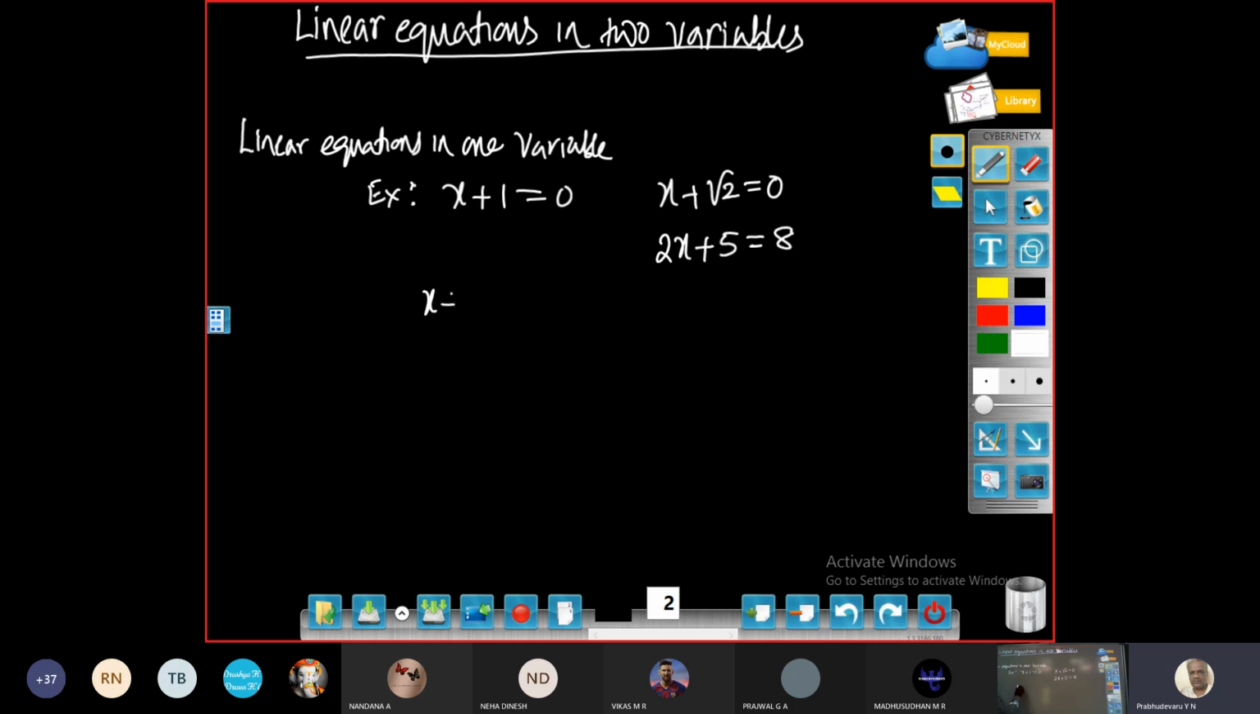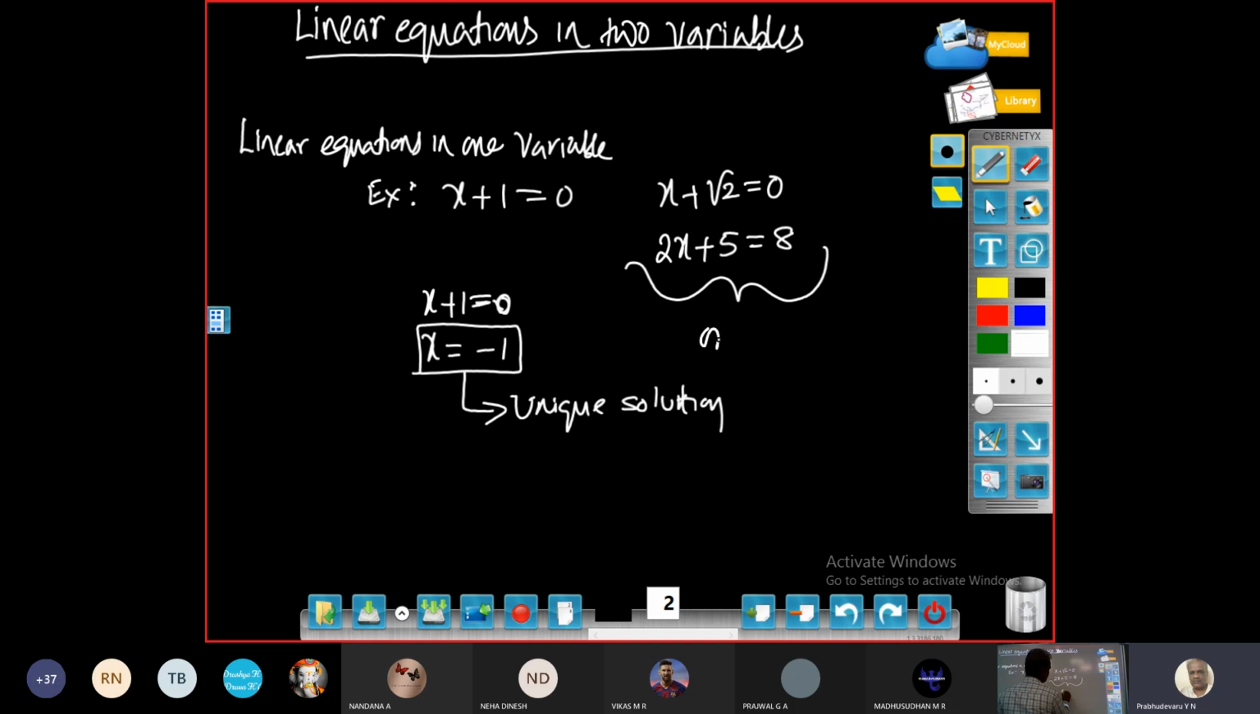Suppose you solve this x plus 1 is equal to 0. You know how to solve this. Opposite of plus 1 means you have to add minus 1 to both sides. Then it becomes x is equal to minus 1. And this is the solution. It has got only one solution. It's called a unique solution. One and only one solution will be there for any linear equation in one variable.